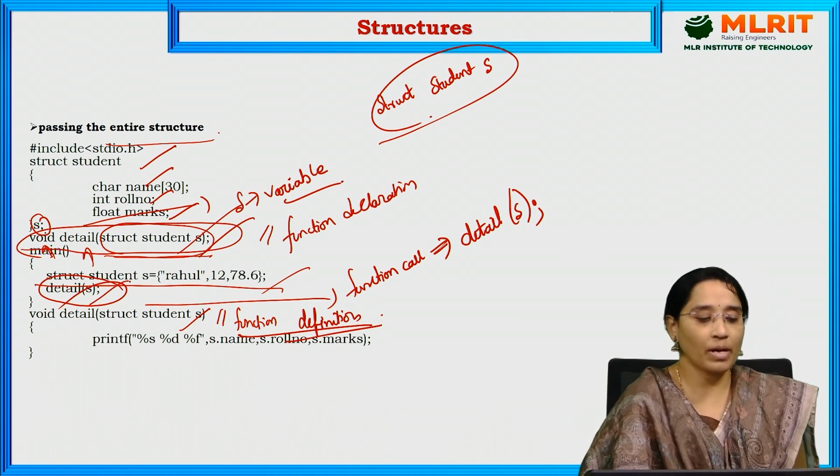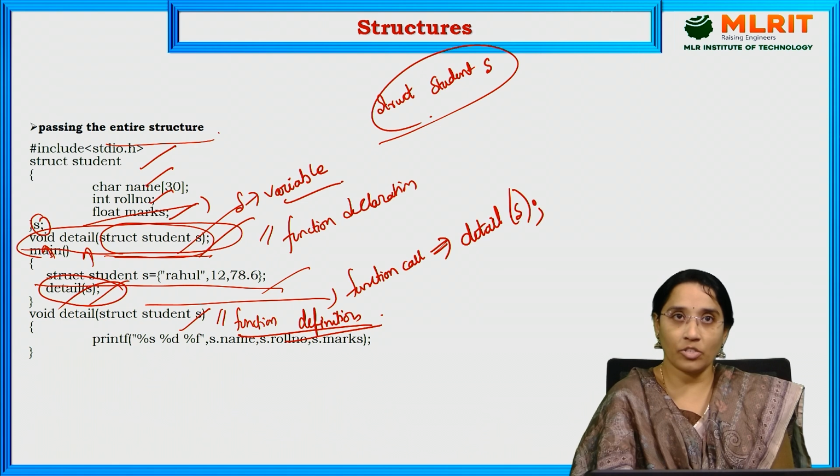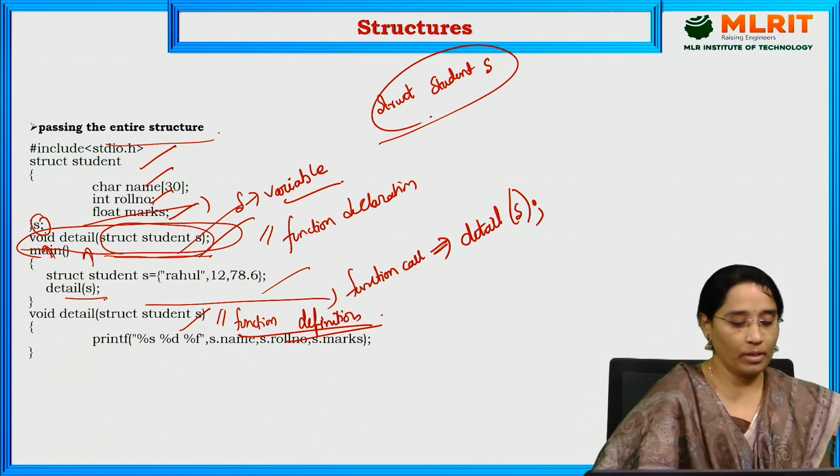See, this is passing the entire structure. If you want to pass the entire structure as the parameter, you just use the data type, structure name and variable. In the function call, you will just use that variable.